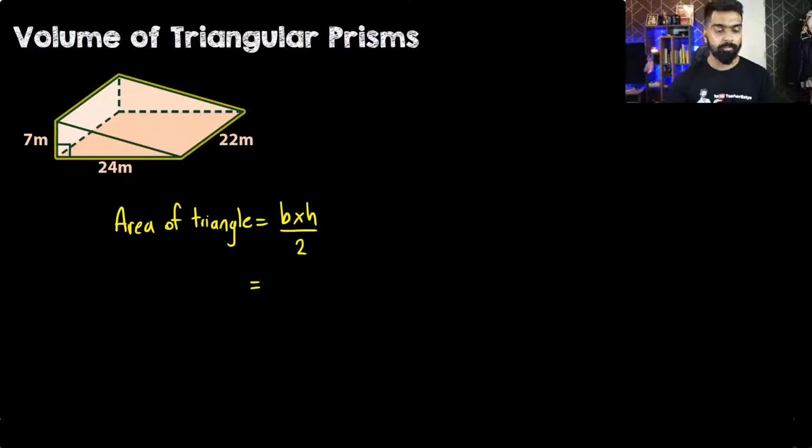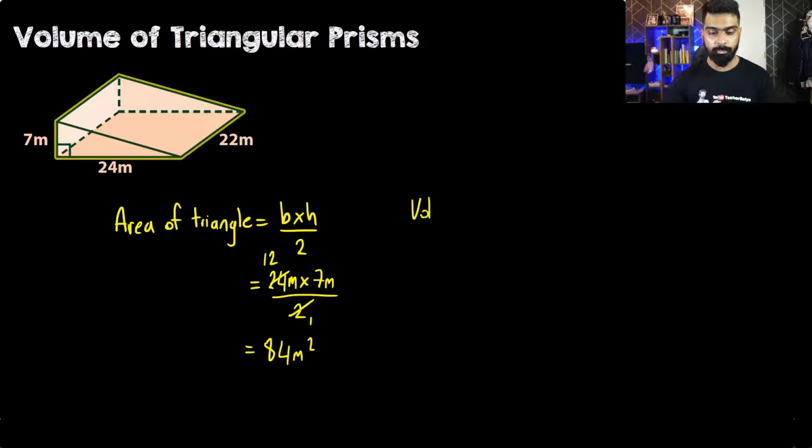Now the base of this triangle is 24 meter, multiplied with the height of the triangle, 7 meter, divided by 2, right guys? Now as you can see, 2 and 24 can simplify. 2 will change to 1, 24 will change to 12. Now 12 meter times 7 meter is going to give us 84 meter square, right guys? Now we can go to the second step.